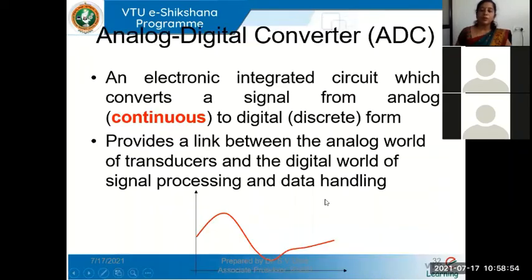Okay, so is this concept clear to you all? Is the concept of an R2R ladder clear? If you have any doubts, please ask.